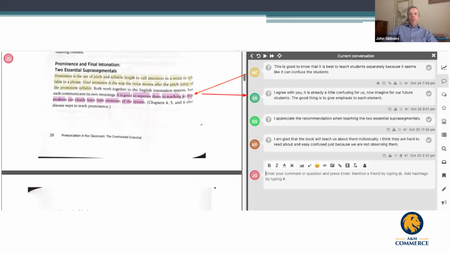And here, as I mentioned, these are all pre-service teachers. And so here's a nice example of pre-service teachers having a conversation with another future teacher about, this is good to know. It's talking about different ways to teach students, final intonation, suprasegmentals, things like that. MC here says this is good to know that it's best to teach students separately because it seems like it confused them. I agree, it's confusing for us. Now imagine for our future students.